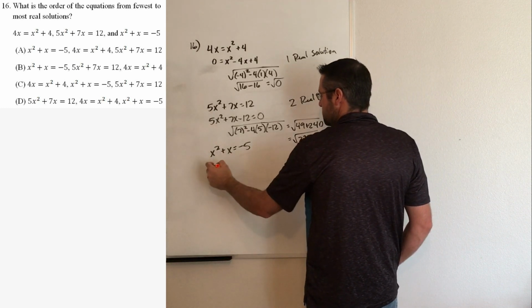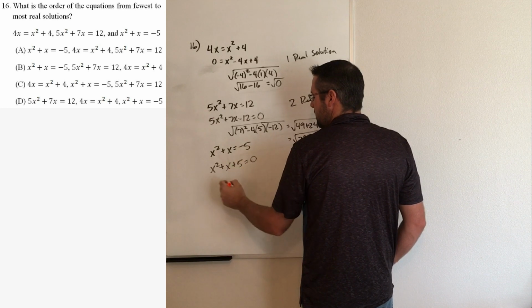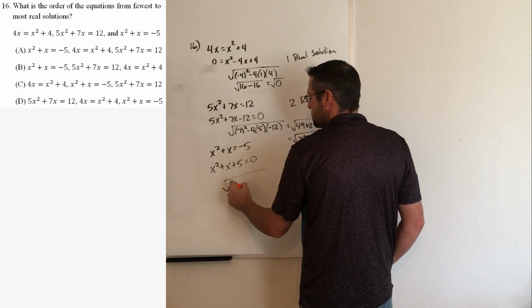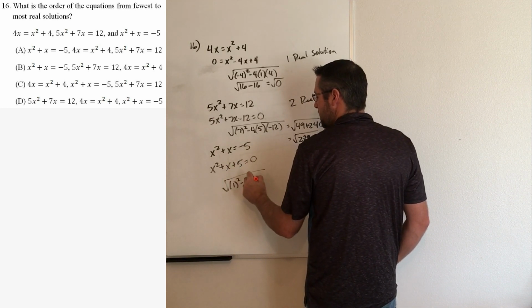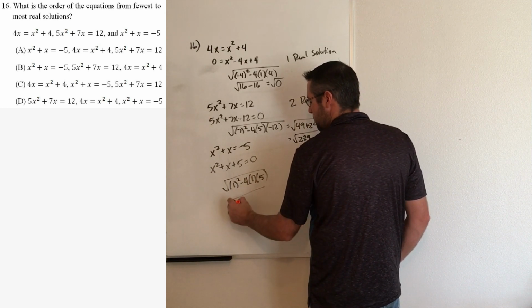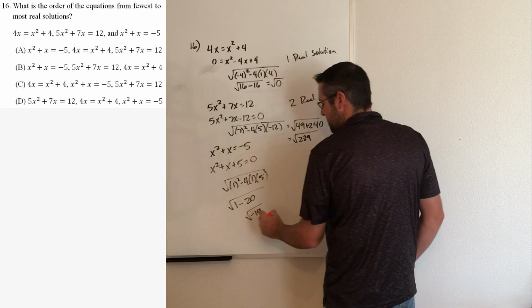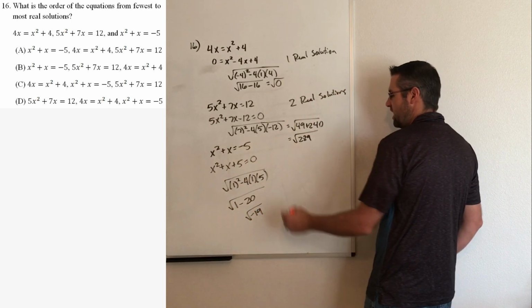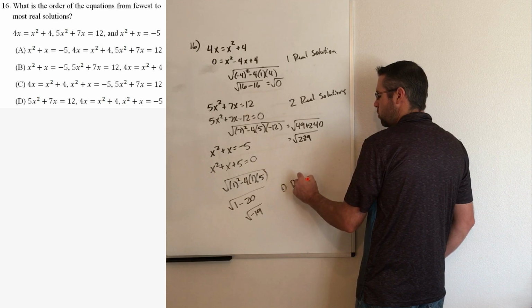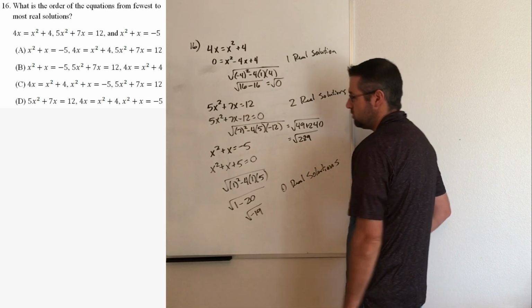And then for the last option, we get x squared plus x plus 5 equals 0. Apply the discriminant, so it'll be 1 squared minus 4 times 1 times 5. Simplify that, we end up with the square root of 1 minus 20, which is the square root of negative 19. Since the discriminant is negative, we have 0 real solutions and 2 imaginary solutions.